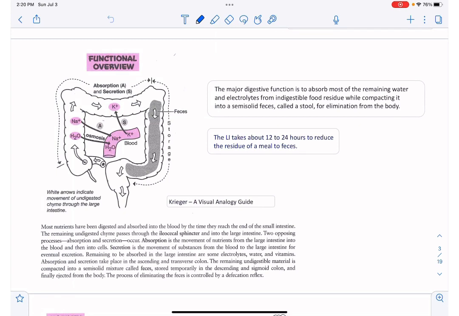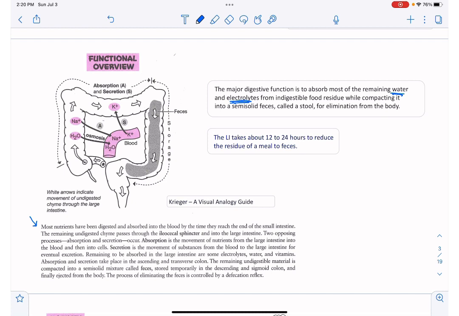So like I mentioned, the major digestive function of the large intestine is to absorb most of the remaining water and electrolytes. And that's basically what this figure and this text is showing you. This is a nice little figure and some nice text that we should go ahead and read. So I'm going to go ahead and do that.